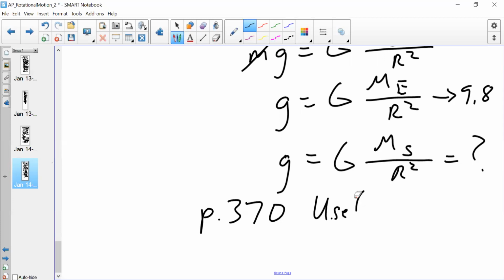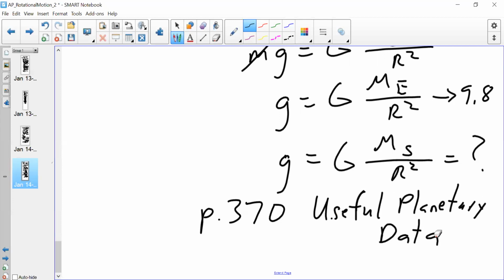I like this, useful planetary data. And we'll just stay here. You don't need to break anywhere. No, it's not going to be, it's just going to be the radius of that particular planet. So we're not orienting anywhere because that's arbitrary.